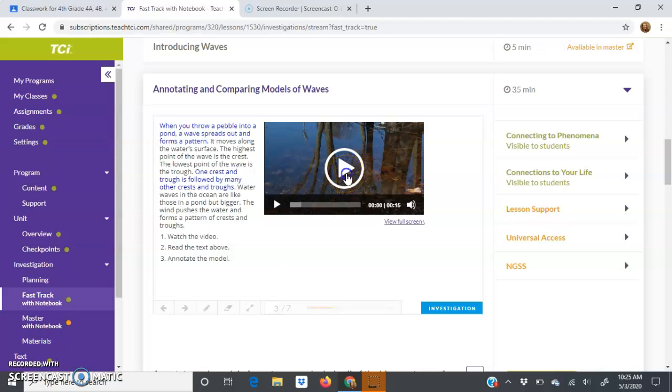So let's watch this video. When you throw a pebble into a pond, a wave spreads out and forms a pattern. So here we drop the pebble and now the waves, and you see it is a pattern going around symmetrically in a circle, traveling out at all points. Let's watch it one more time because it's really cool. And you could even try this at home. Throw a rock or a pebble in. Maybe if you have your phone, take a video of it in slow motion and you'll see that pattern.